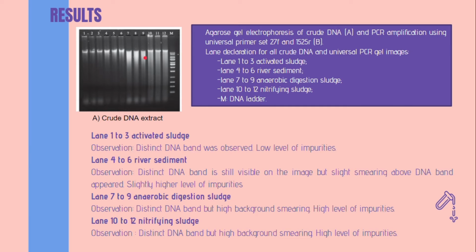Last but not least, for lanes 7 to 9 and lanes 10 to 12, anaerobic digestion sludge and nitrifying sludge respectively, in all of the lanes the result is a distinct DNA band but high background smearing, which means the level of impurities is high. And also, what we can see at lanes 10 to 12 is that in each well the DNA tried to come out of the well, but some DNA still remained inside the well.